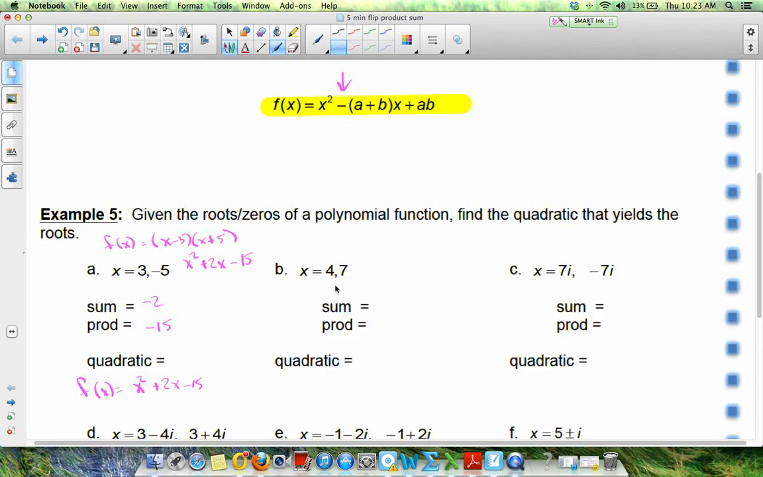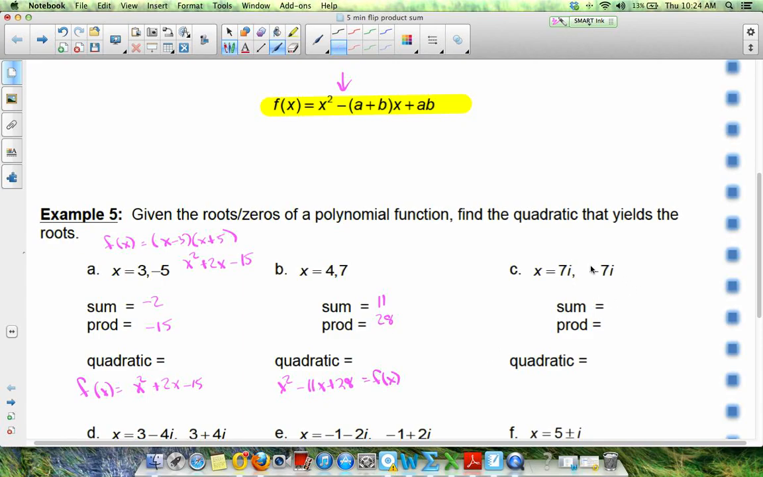Now, maybe it doesn't save us a lot of time when we already know how to put these functions back together when we have real solutions that are integers. The sum here would be 11. My product is 28. So this is going to be x squared minus 11x plus 28.